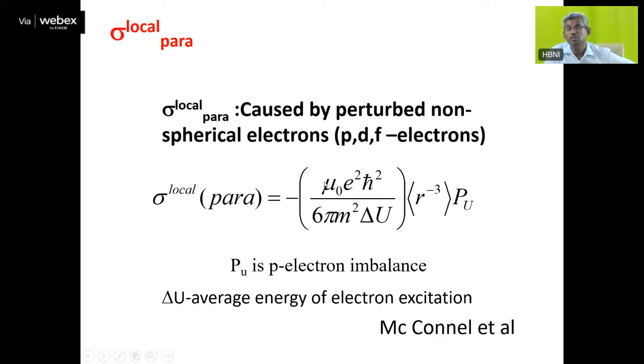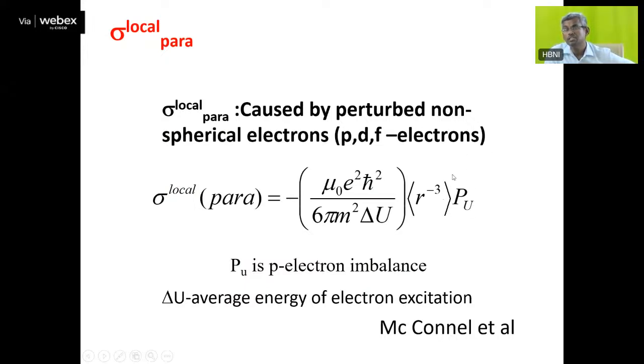What are the terms involved in the paramagnetic shielding? These are the constant mu0, m is the mass of the electron, etc. Delta is the average electron excitation energy, which we may not bother much about because the excitation energy is going to be the same in all these systems. R is the average electron-nuclear distance, and the P_u is the parameter which we need to consider. P_u is related to the bond order.